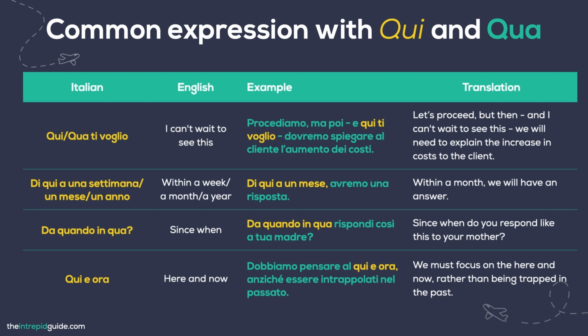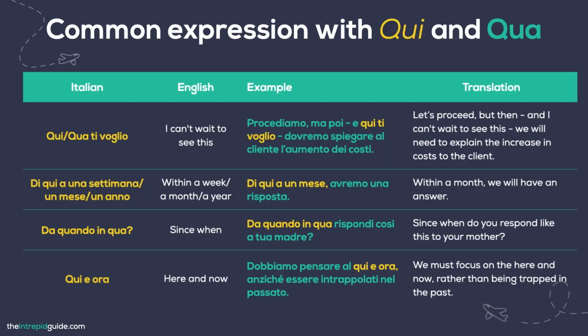Di qui a una settimana, un mese, un anno. Within a week, a month, a year. This is used to specify the time frame within which something is expected to happen. For example, Di qui a un mese avremo una risposta. Within a month we will have an answer.